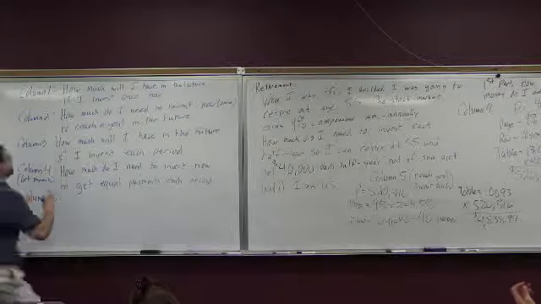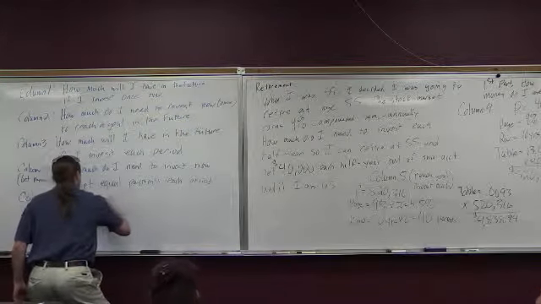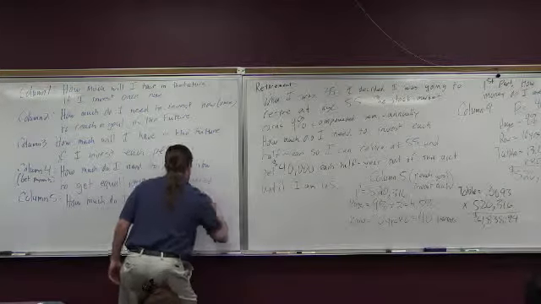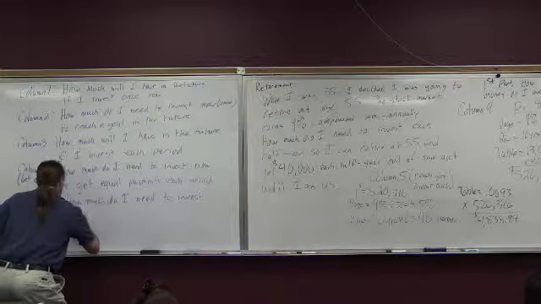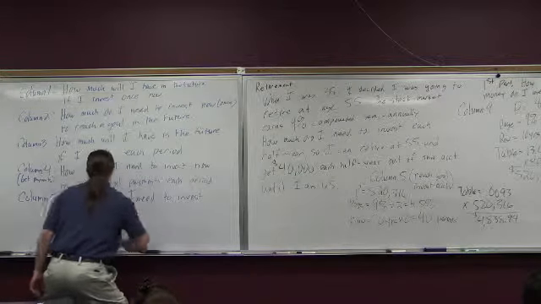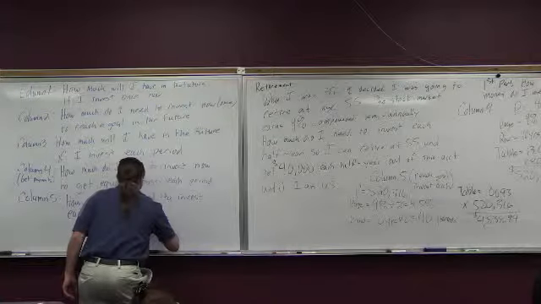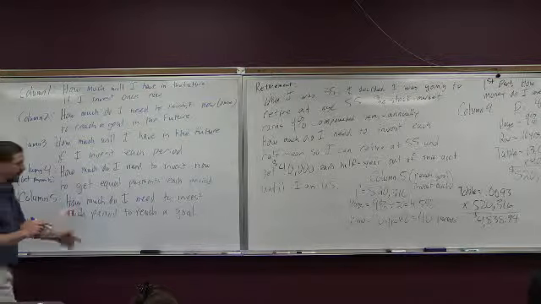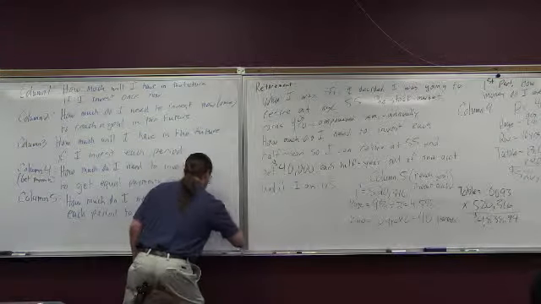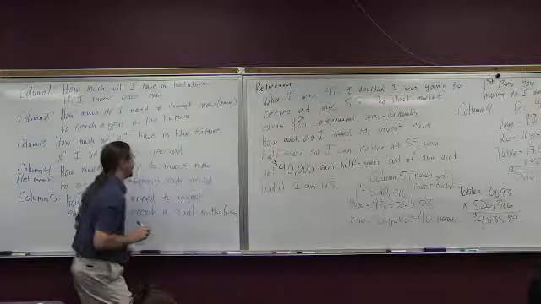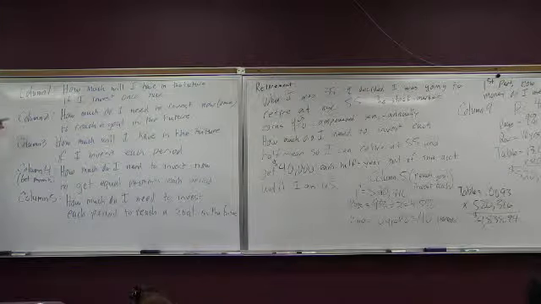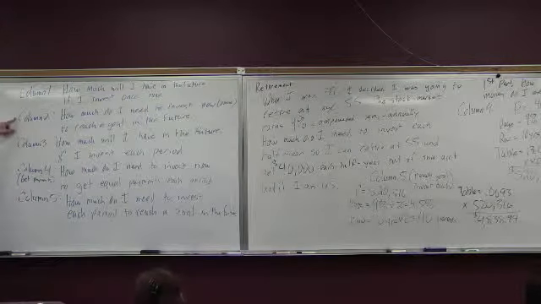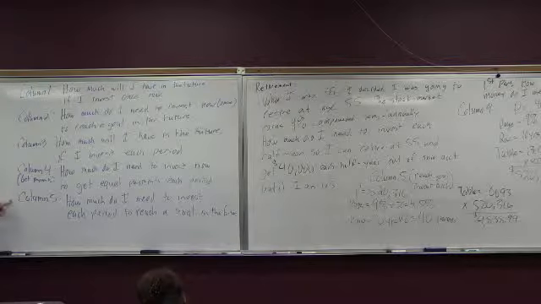And then column 5, how much do I need to invest each period to reach a goal in the future? So note that technically column 2 and column 5 are the same thing, except column 2 you invest once and column 5 you invest each period.